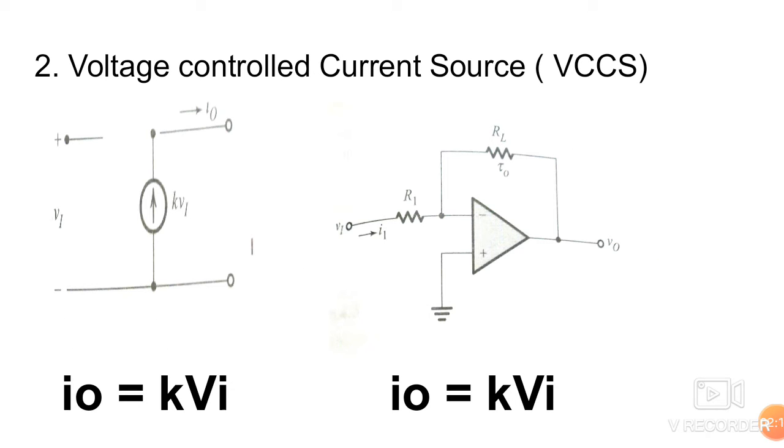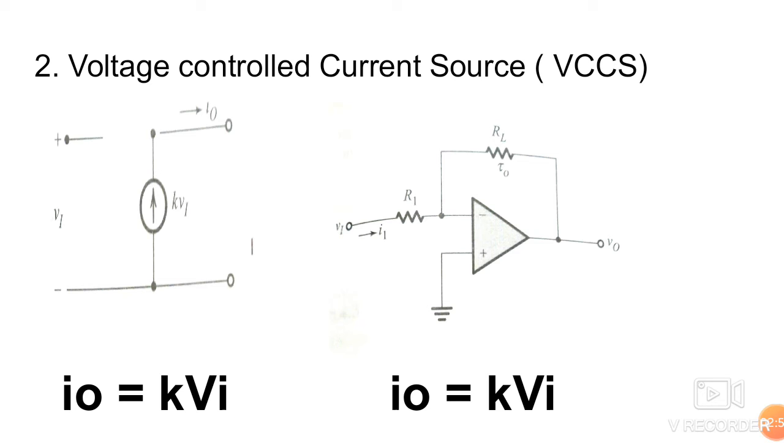Next is the voltage controlled current source, that is, the output current depends on the input voltage. So the output will be current and the input will be voltage. The diagram is shown here. This output current I0 is given as K times V1. So I0 depends on V1, I0 is equal to K V1, where K is some constant. I0 is equal to K times V input.